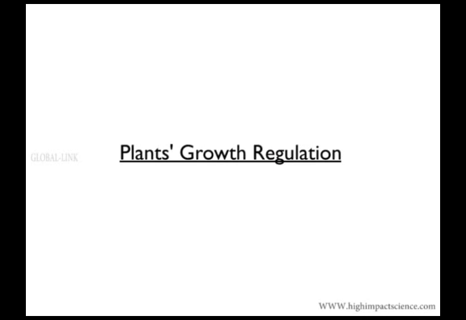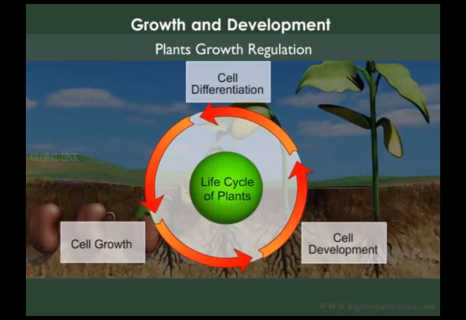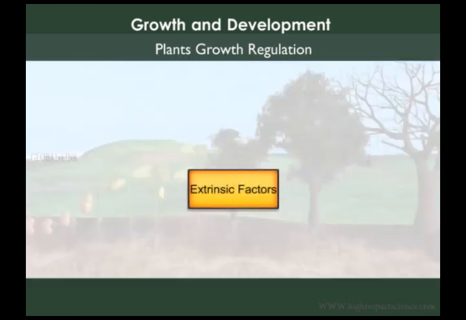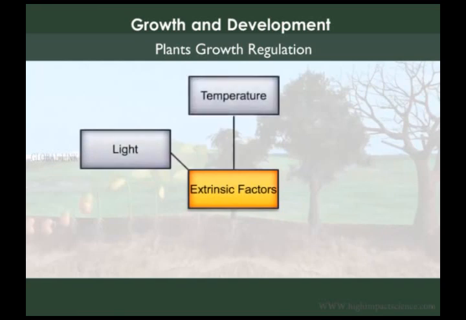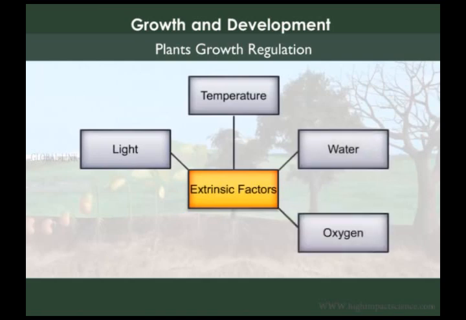Next is plant growth regulation. In the life cycle of plants, cell growth and differentiation are interrelated and controlled by intrinsic and extrinsic factors. Extrinsic factors include light, temperature, water availability, oxygen, and nutrition.